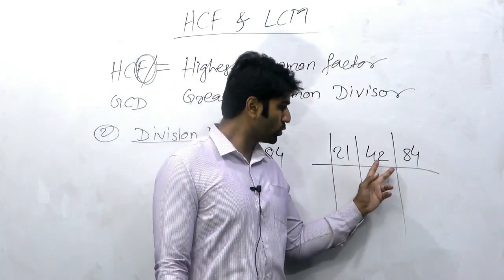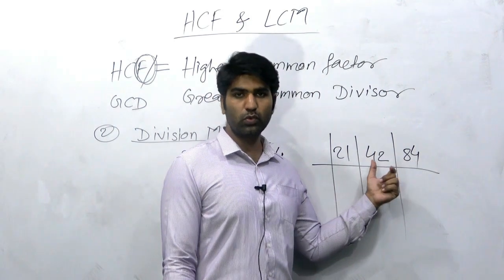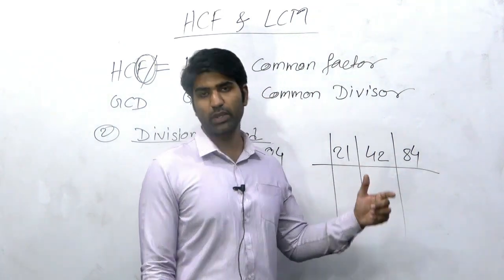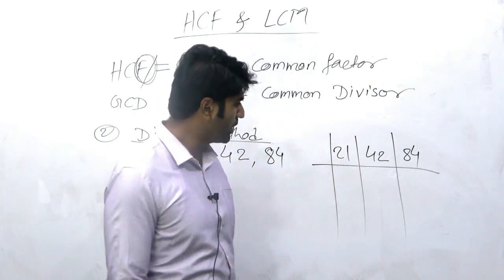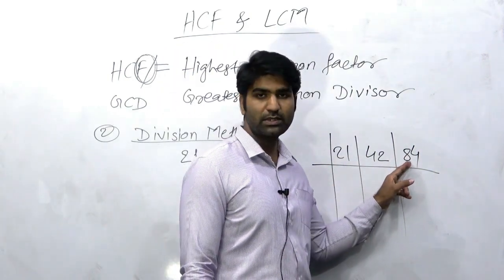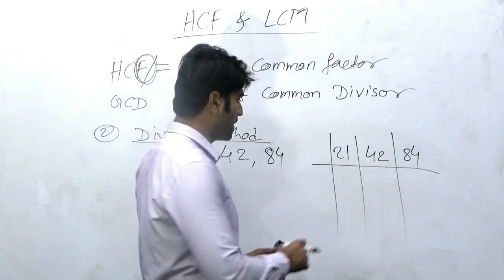So 2 can divide these two numbers, but 2 cannot divide 21. Therefore we cannot take 2. Then 3. So 3 can divide 21 as well as 42 as well as 84. So let's start with 3.